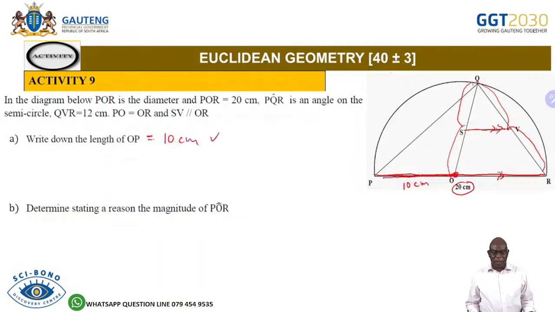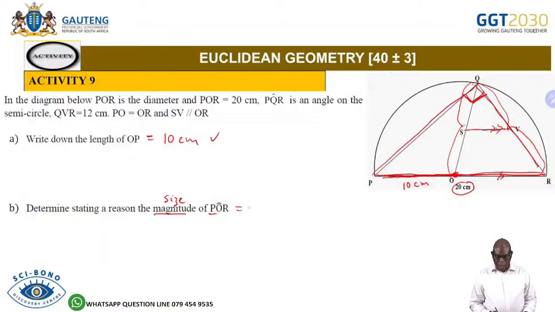That's the mark that we must get. So don't just look at the diagram and, because you see the diagram, you have never seen it before, you just stop and don't go to the questions. No. Sit with the reason. What is the magnitude? Magnitude means the size of the angle. So what is the size of this angle POR? Obviously that is 90, and they want the reason. This is the diameter, it subtends that 90 degrees.